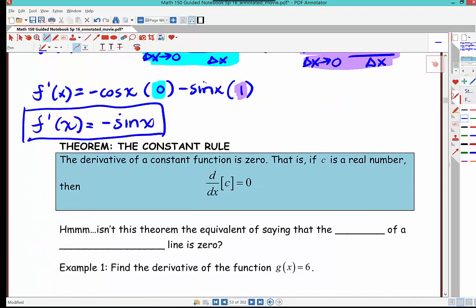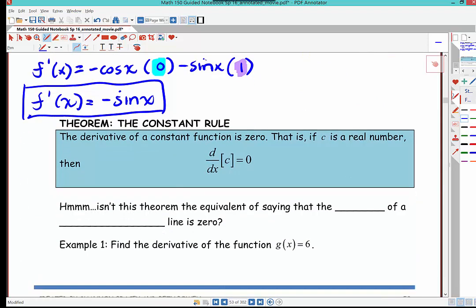All right, so here we go on to the constant rule. Basically, this is saying the derivative with respect to x of a constant is equal to 0. So isn't this theorem the equivalent of saying that the slope of a horizontal line is 0, because remember derivative is slope? Right? And we actually used the limit definition on finding the derivative of the constant 2 in the first example.